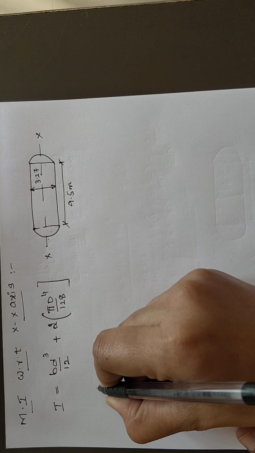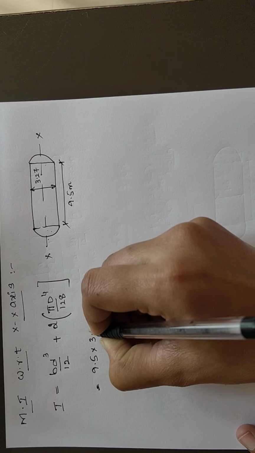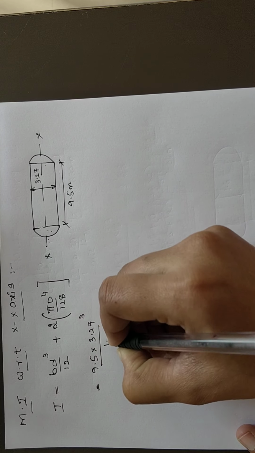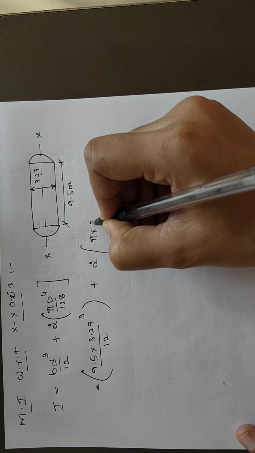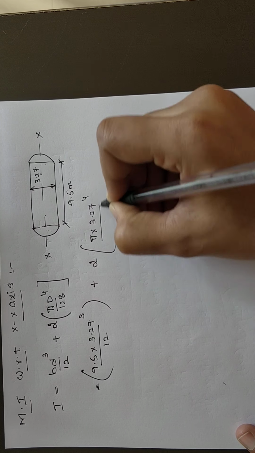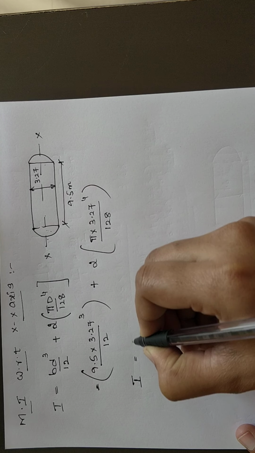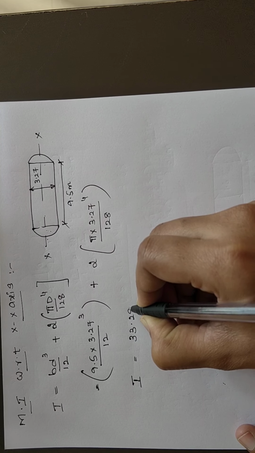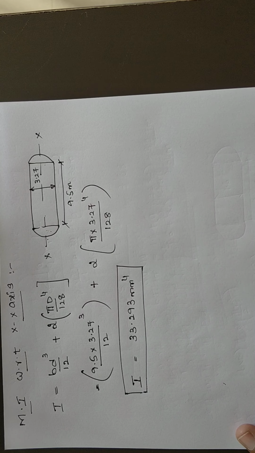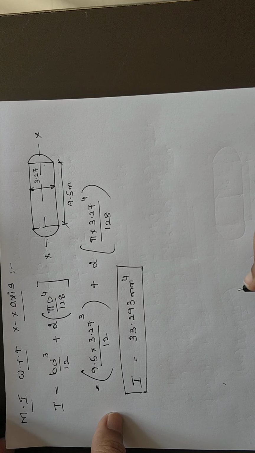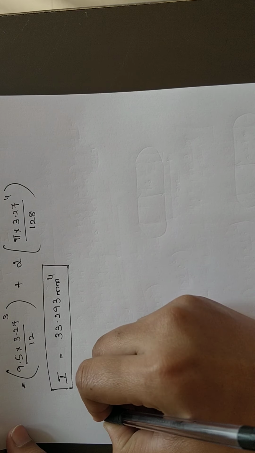Now substitute the values. B value is 9.5 multiplied by D value 3.27 cube divided by 12, plus 2 into pi into D value 3.27 whole to the power of 4 divided by 128. Upon simplification, you will get the I value as 33.293 millimeter to the power of 4. This is your moment of inertia I value. Once you calculate that, go for dead load from the superstructure.